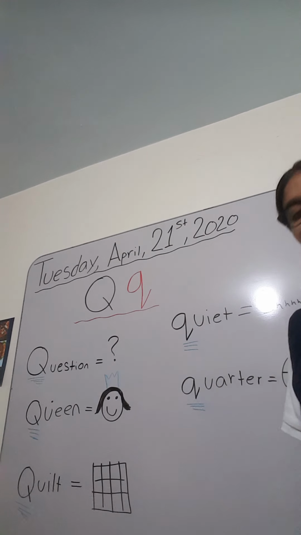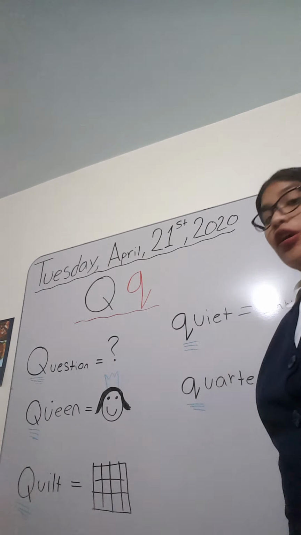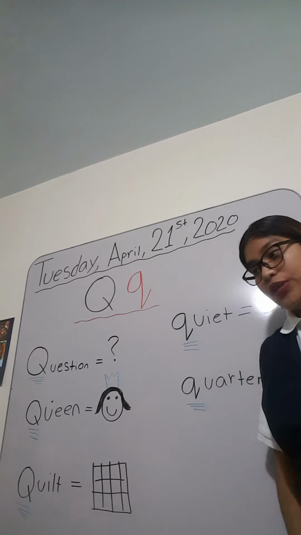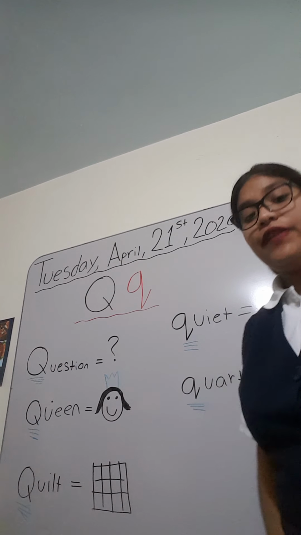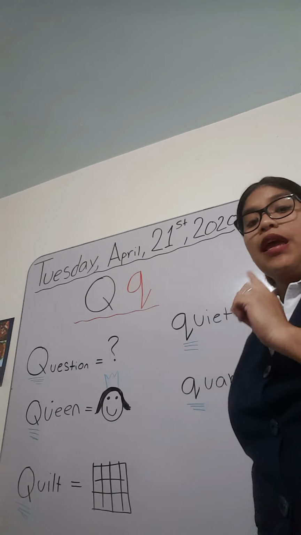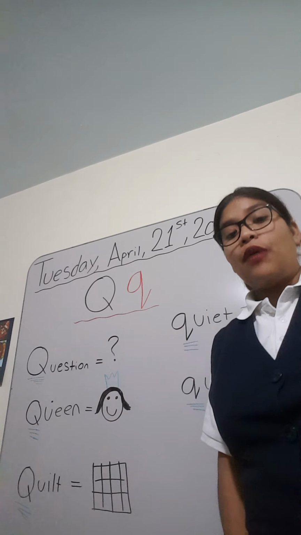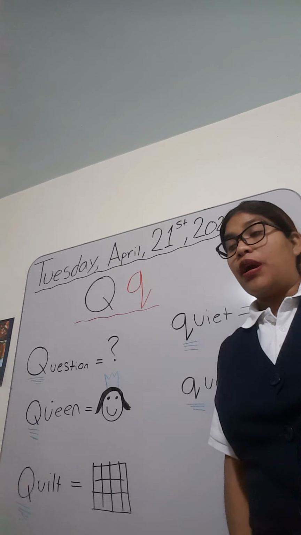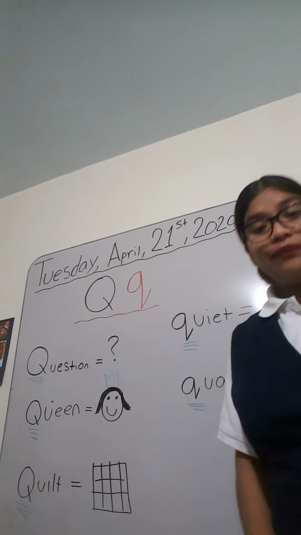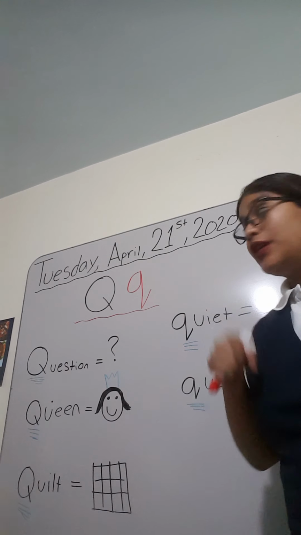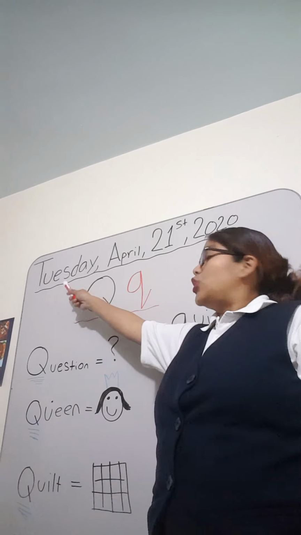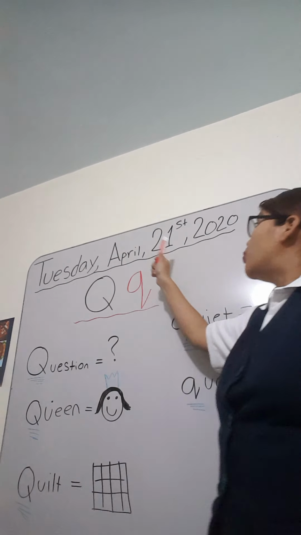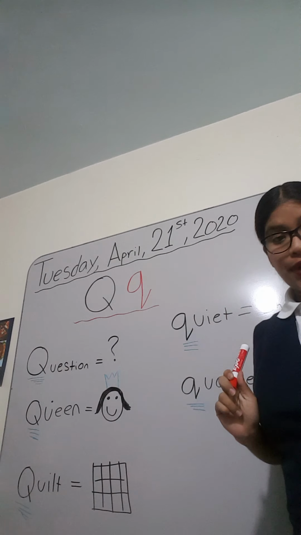Before we get to the letter Q, we have to check our date. Before we do that, remember that all of your activities need to have your first name and our date. That way, when I am checking them, I'm able to verify who they belong to. Okay? So the first thing is our date. Today is Tuesday, April 21st, 2020.